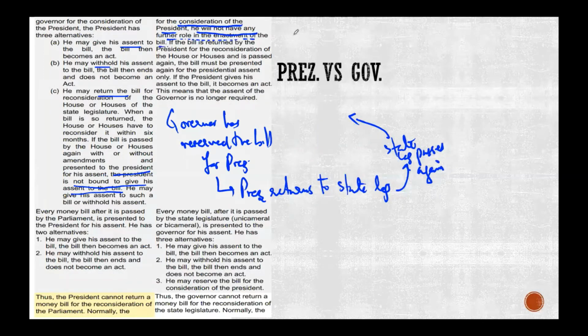Okay, so the governor is done. So again, it is going to the president only. Does that make sense? So this one line is a lot more important. In case you have your book open, can you please highlight this?